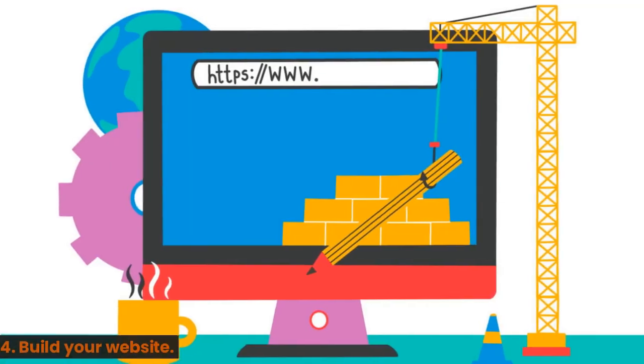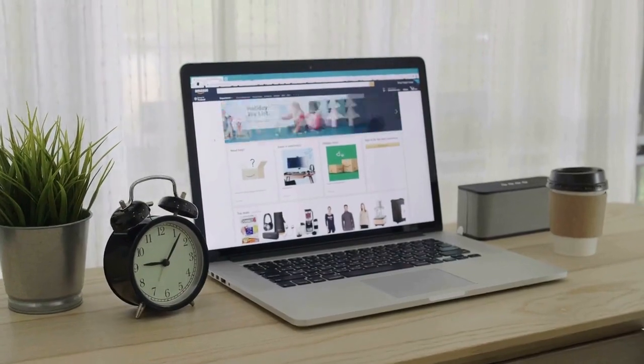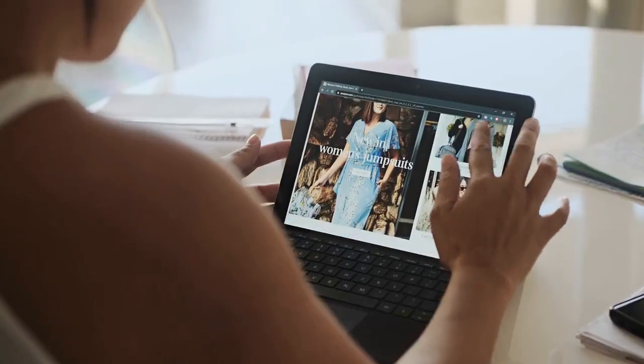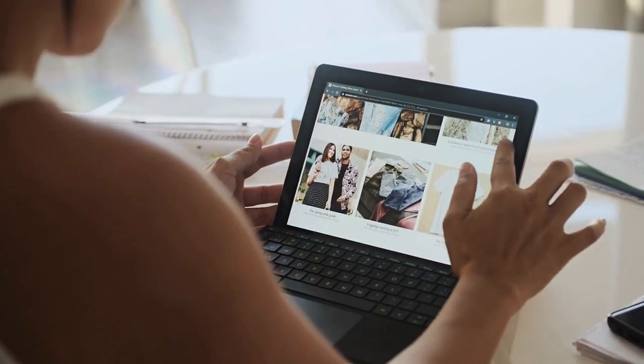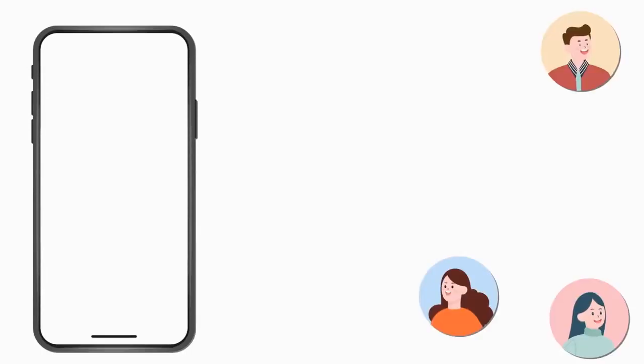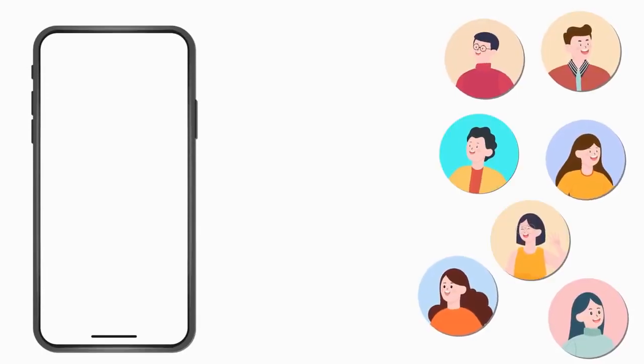4. Build your website. Building a website is a crucial step in starting an online business. Your website serves as the online storefront for your business and provides a platform for customers to learn about your products or services, make purchases, and interact with your brand.